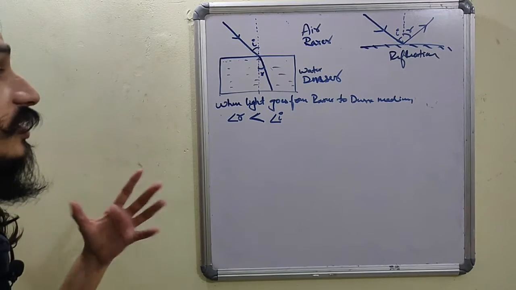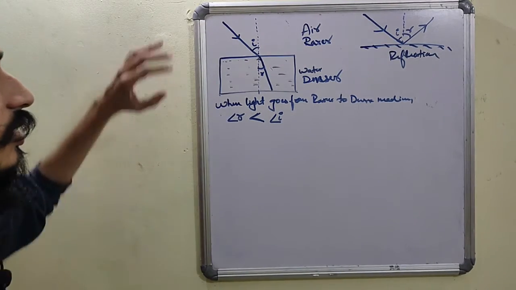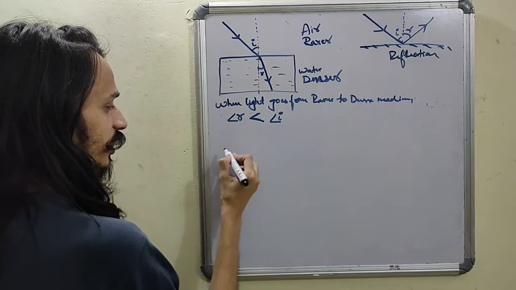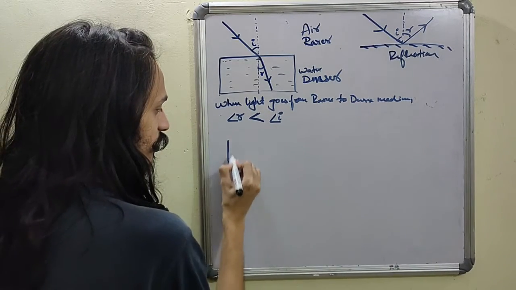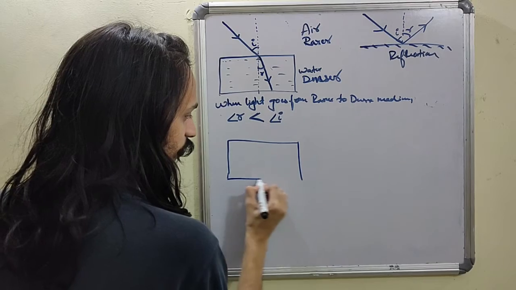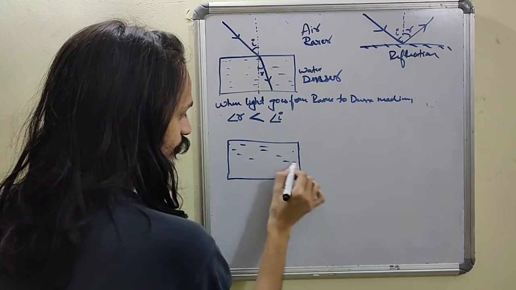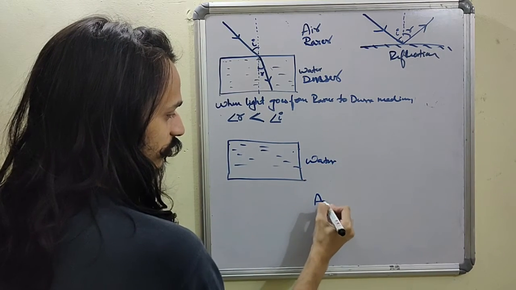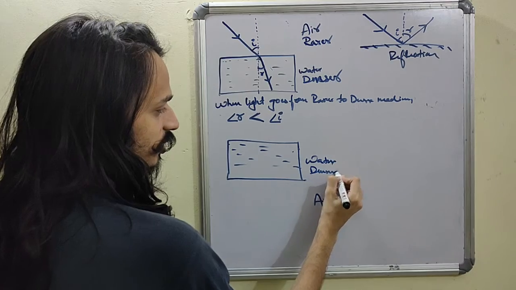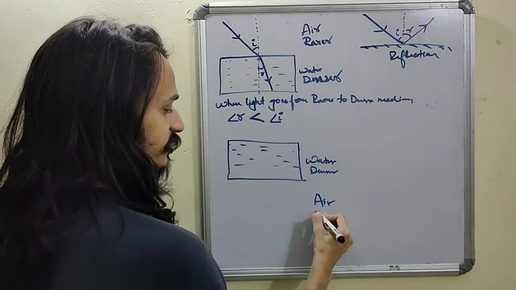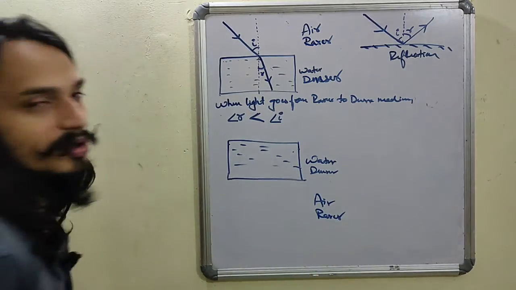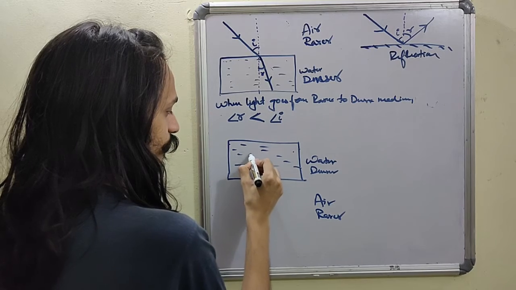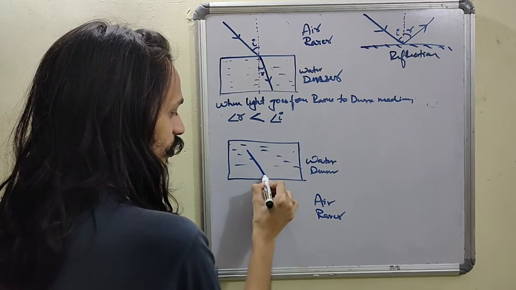Now, the opposite can also happen. Imagine light going from water to air. So I will draw the diagram like this. Say that there is a drop of water like this, and this is air. Water to air. This is denser medium, right? And this is rarer medium. Now I'll take the same case. Light is going at some angle through the water.